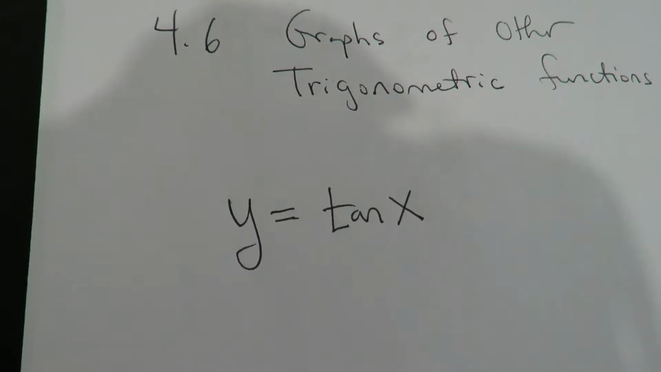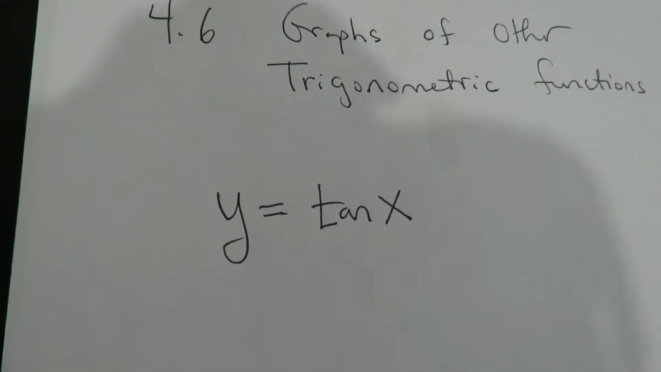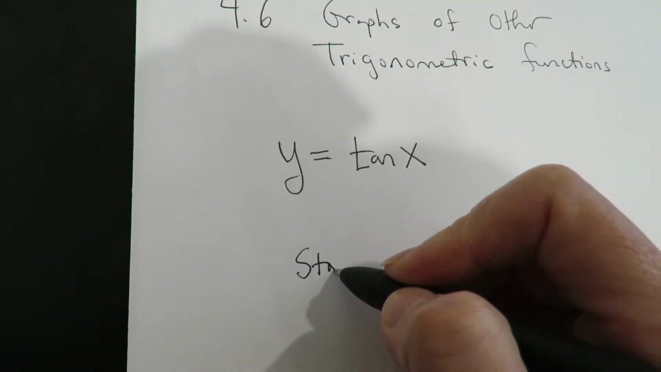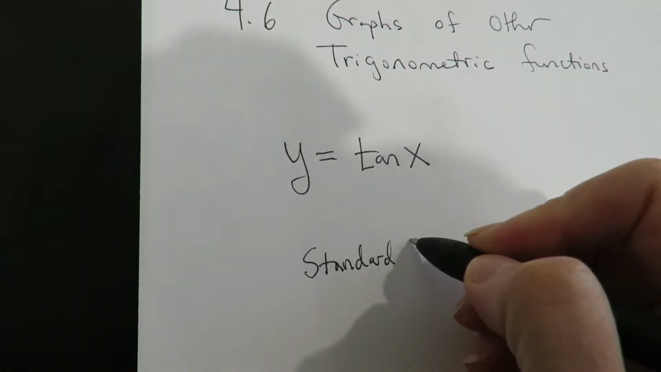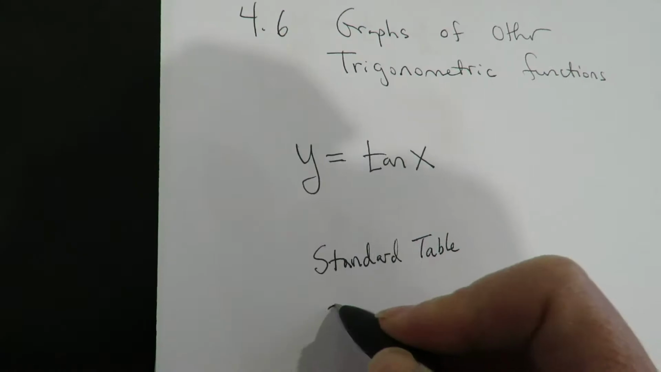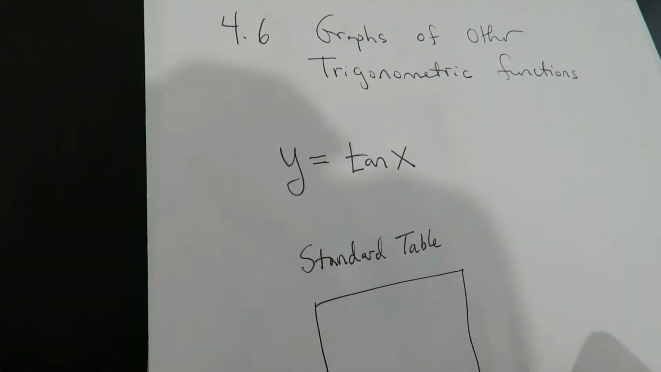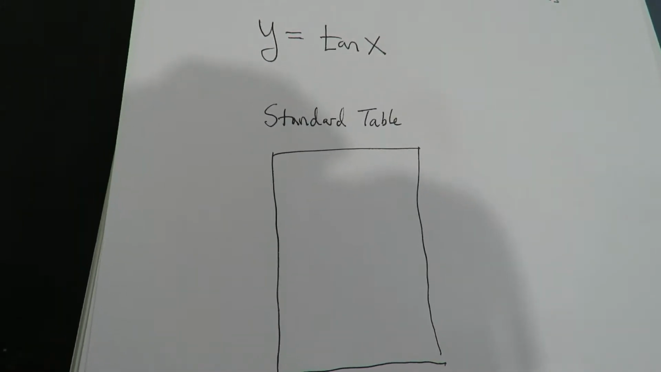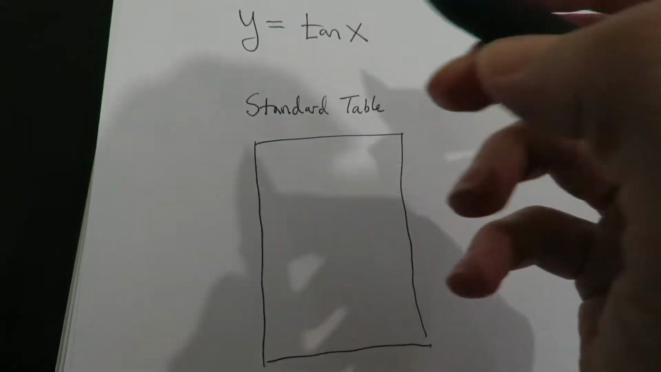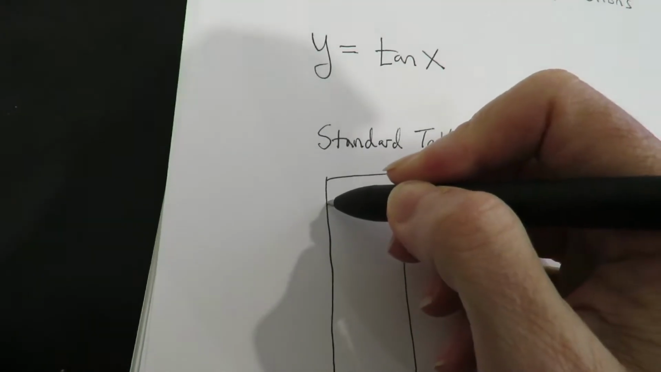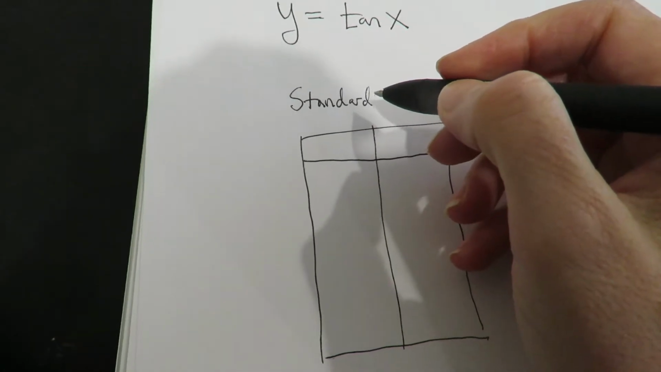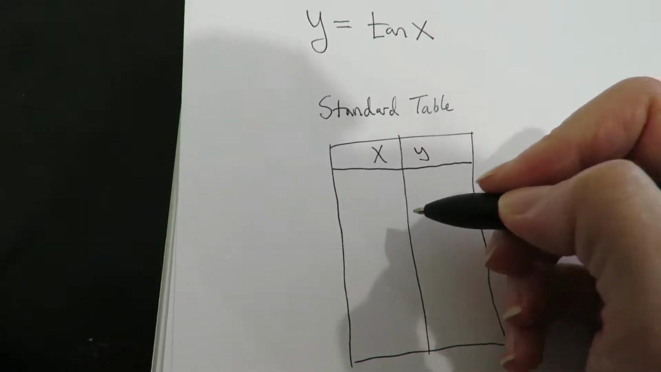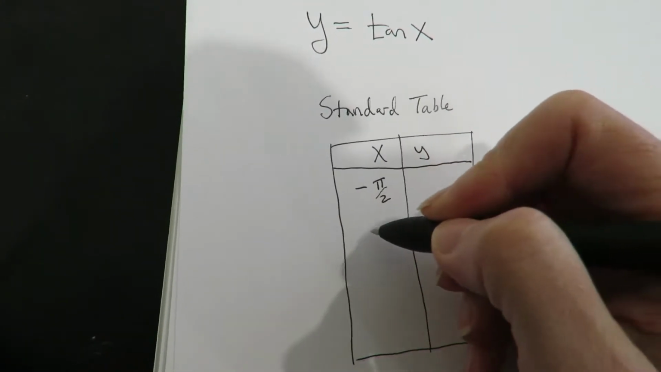So 4.6 is more graphing. We're going to start with the tangent function, and let me show you the standard table of the tangent function. All in all, there'll be 4 tables, one for the sine, one for the cosine, one for the tangent, and one for the cotangent. So when you're graphing by the method I'm showing you for the tangent function, this will be the table.